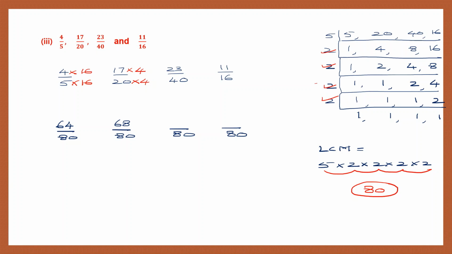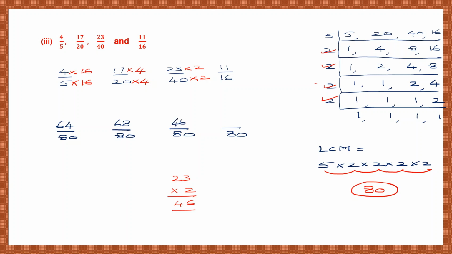Let's go to the third fraction. Denominator is 40. 40 into 2 is 80. So multiply 23 also by 2. So 23 into 2. 2 3s are 6. 2 2s are 4. So what do we have here? 46. So the third numerator is 46.